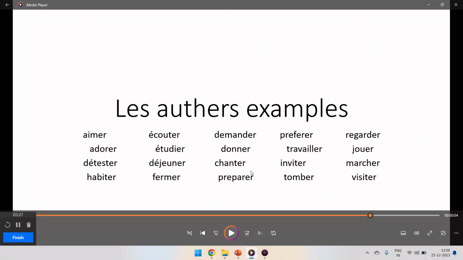Just do one thing. Strike the ER at the ending. Practice it until you get practiced. Do it in this way. Then you can directly do the verbs.